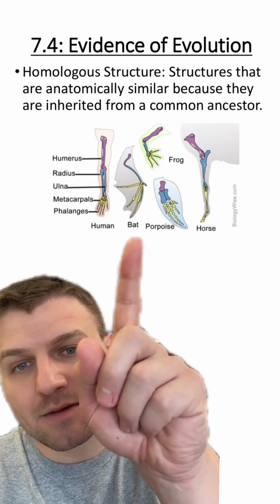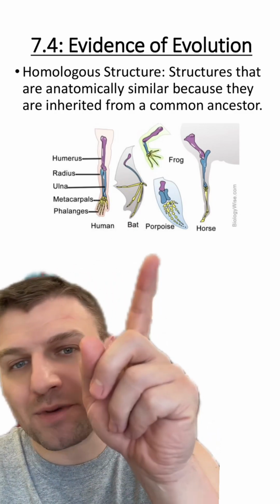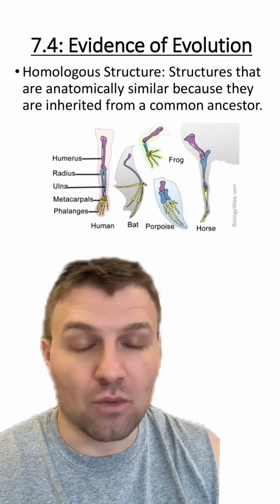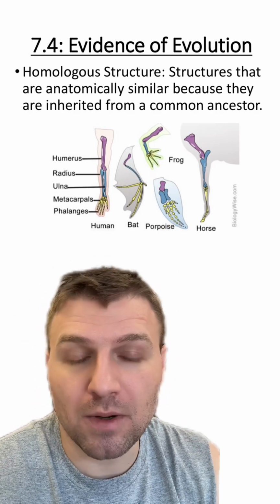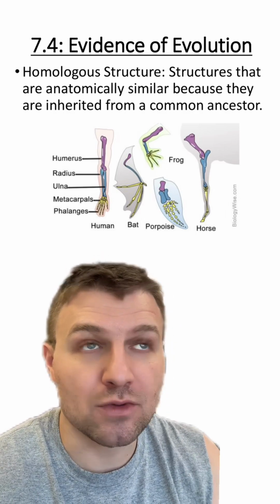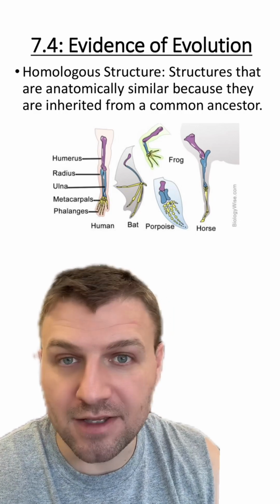For example, you can see the bat here has very thin and long bones to help them fly, while the porpoise has very short and kind of thicker bones to help them push themselves through the water. So all of these tetrapods evolved this one bone, two bone, many bone feature to suit their needs, but they all inherited this feature from a common ancestor.